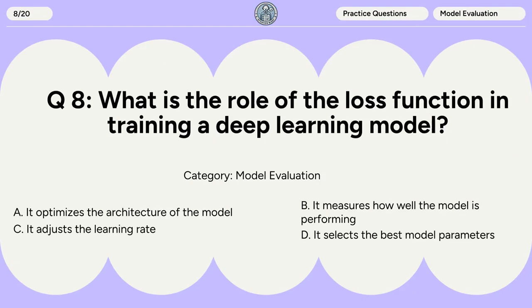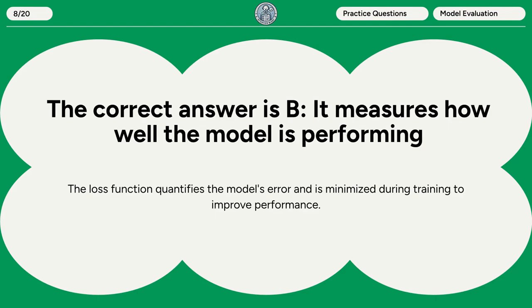Question 8. What is the role of the loss function in training a deep learning model? A. It optimizes the architecture of the model. B. It measures how well the model is performing. C. It adjusts the learning rate. D. It selects the best model parameters. The correct answer is B. It measures how well the model is performing. The loss function quantifies the model's error and is minimized during training to improve performance.